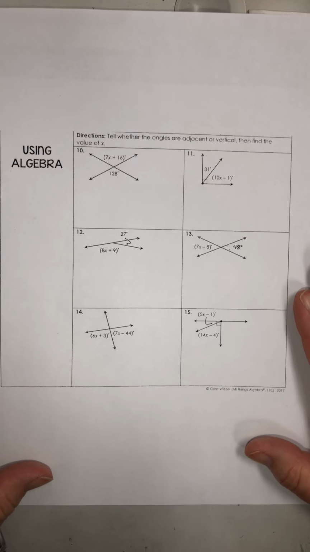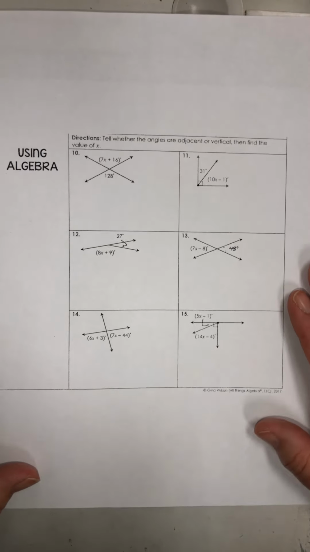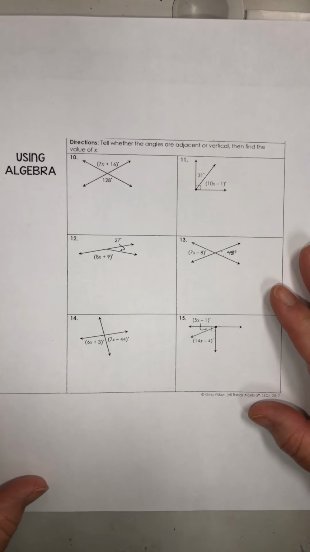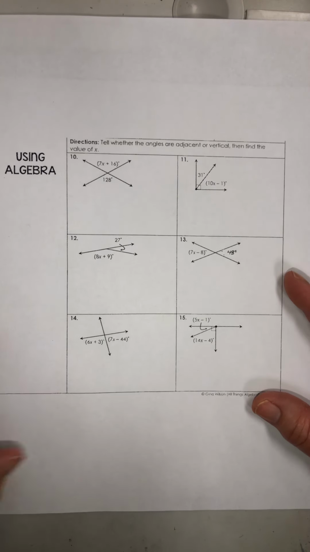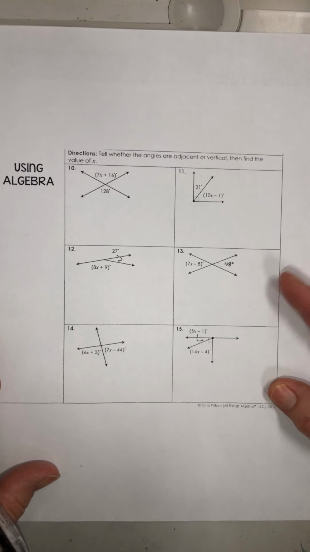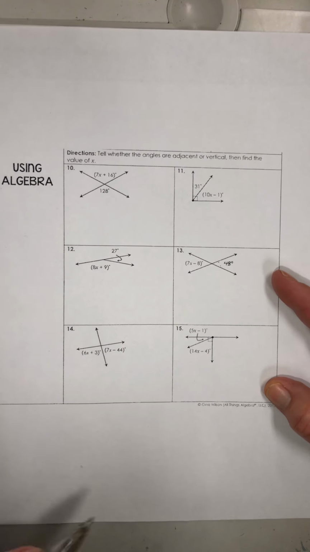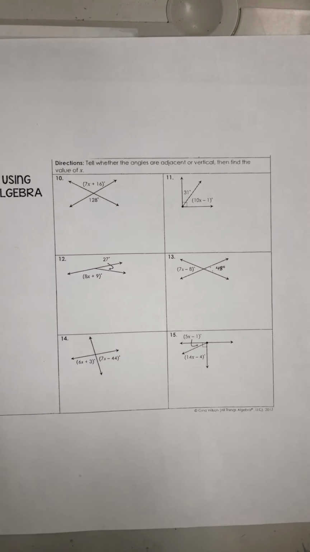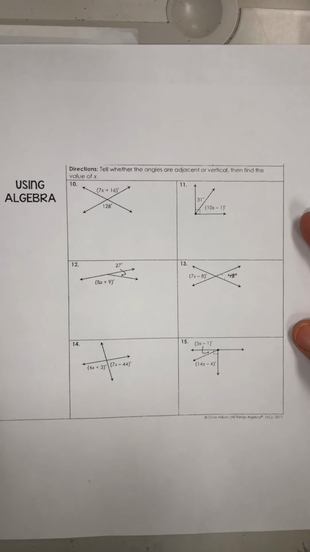Hi everybody, we're ready for some more math today. Today we're going to do some geometry and mix in a little bit of algebra. Yesterday we did a lesson on adjacent angles and vertical angles, and today we're going to use those two ideas to find missing angles in a picture.